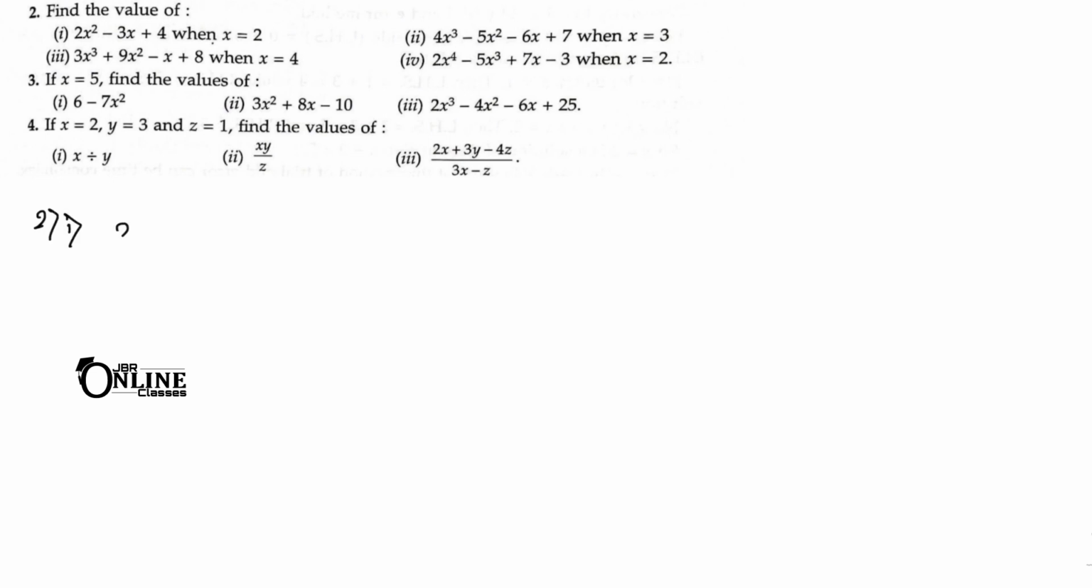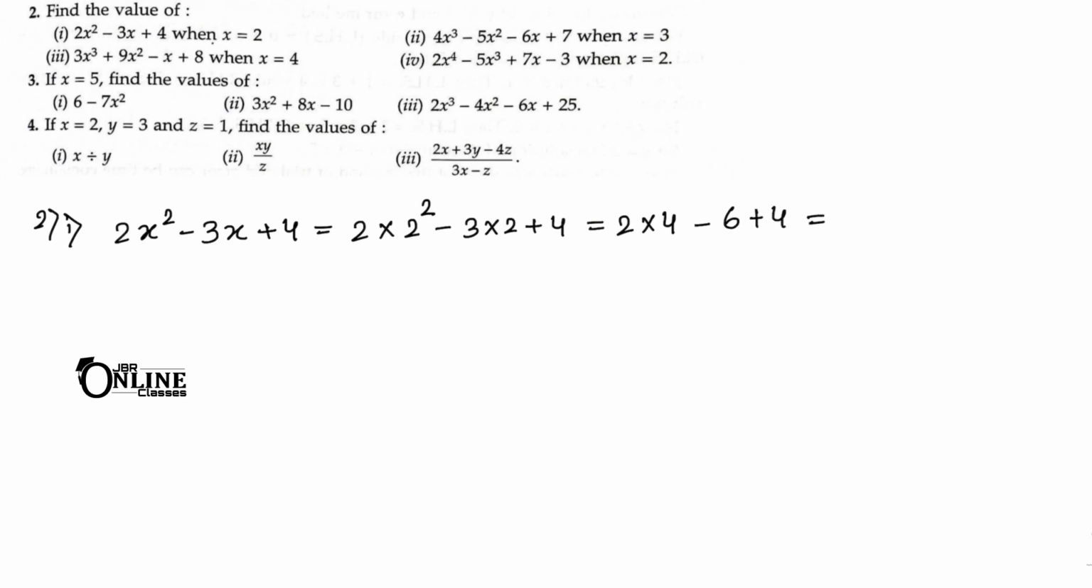Now the next one, sum number 2, 1. Here in sum number 2, 1, you have 2x square minus 3x plus 4. Value of x equals 2, so that means 2 into 2 square, then 3 into 2 and then plus 4. What is the value of 2 square? 2 square means 4. Then 3 into 2 is 6, plus 4. Now 2 into 4 equals 8, and here minus 6 plus 4, that is minus 2. So your final answer is 6.